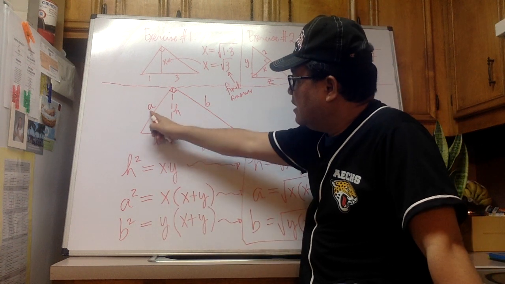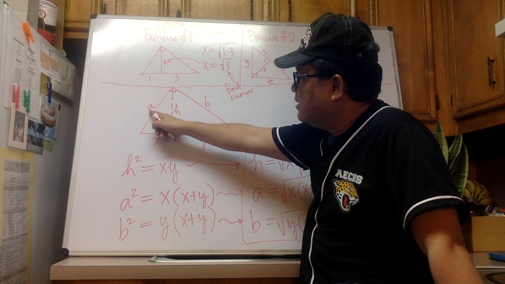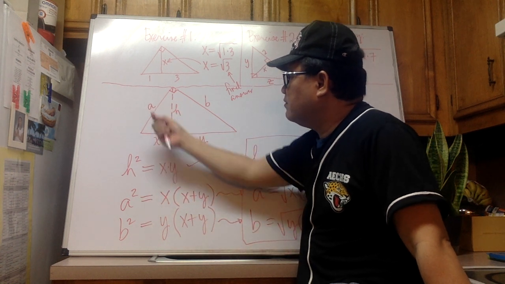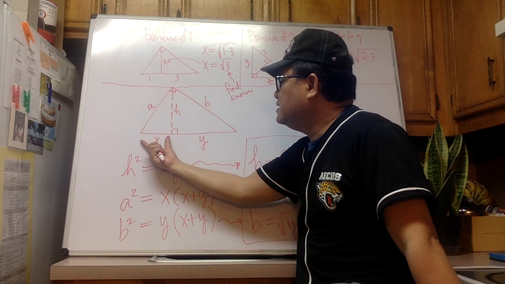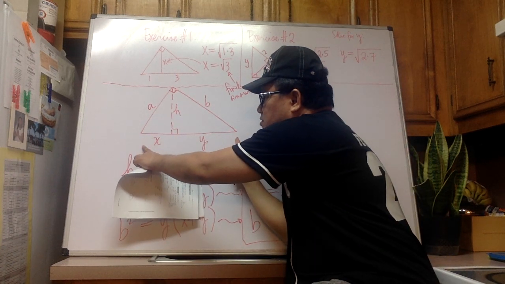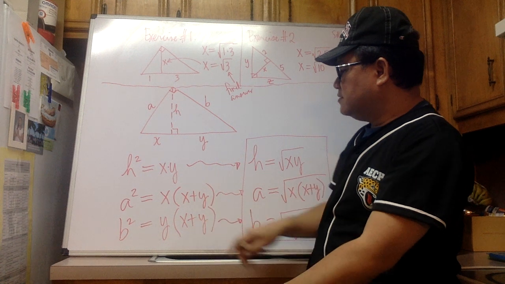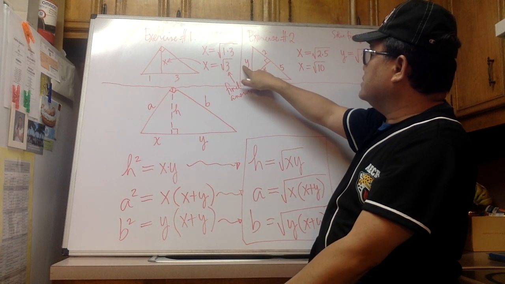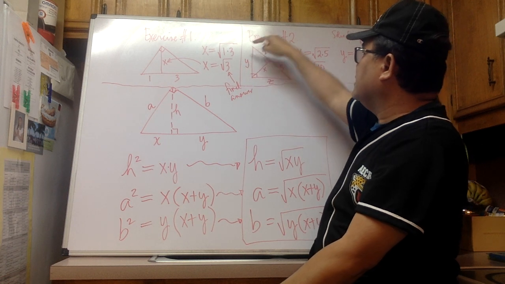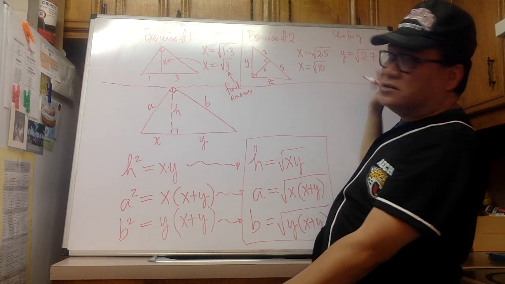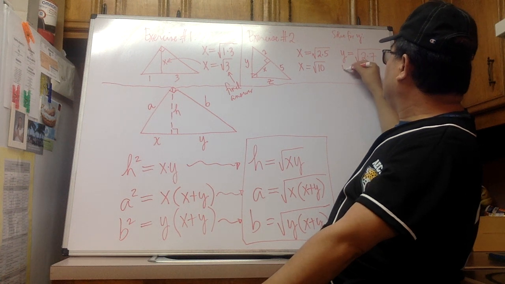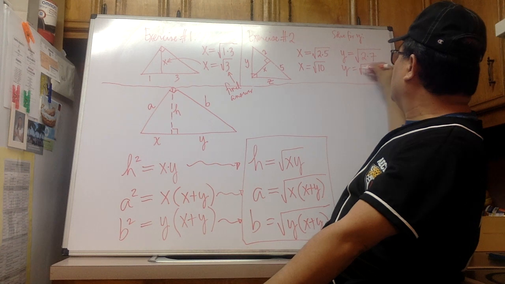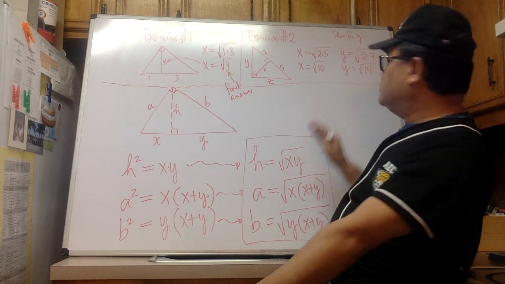A is a leg, and to find the length of A, you need to get the square root of this number, sorry, the square root of this number times this number. So the whole thing. So that's why I have x plus y over here. So y would be equal to the square root of 2 times 7. And 2 times 7 is equal to 14, and square root of 14 cannot be simplified anymore, so you can have this as your final answer.